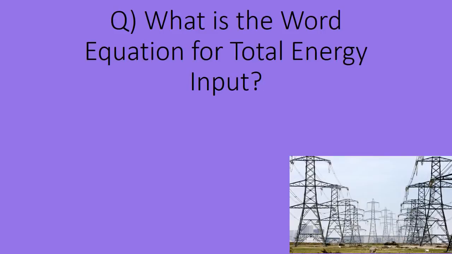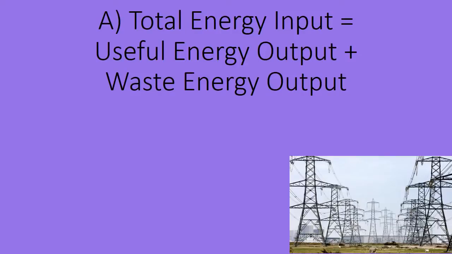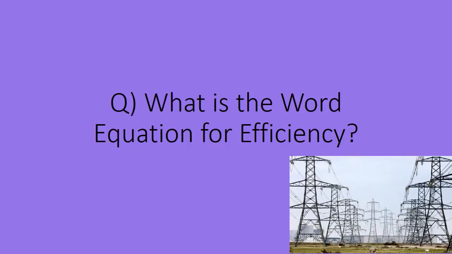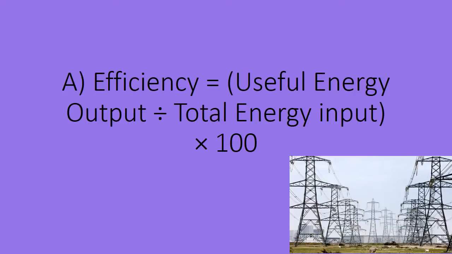What is the word equation for total energy input? Total energy input equals useful energy output plus waste energy output. What is the word equation for efficiency? Efficiency equals useful energy output divided by total energy input, times 100.